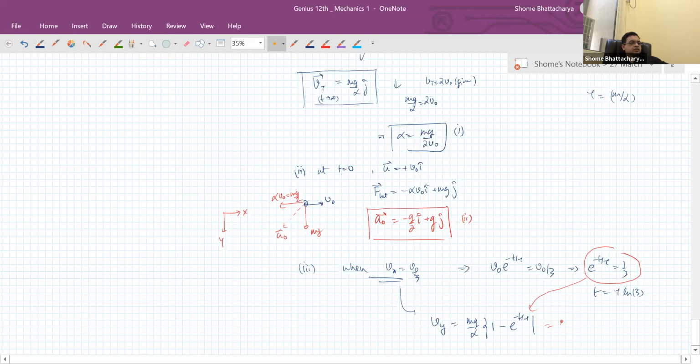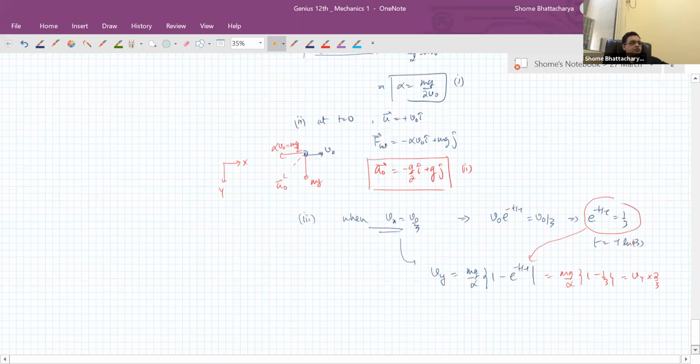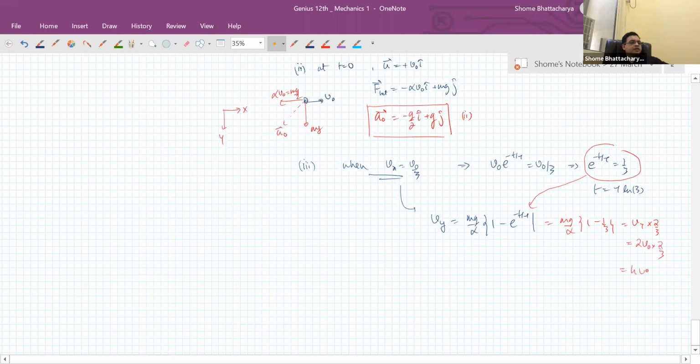So that becomes mg by alpha, which is the terminal velocity. Okay. So 2/3 of the terminal velocity. And the terminal velocity itself was 2 v naught. So it is 2 v naught into 2 by 3. So 4 by 3 v naught is the y component. So the velocity is v naught by 3 i cap plus 4 v naught by 3 j cap. So the magnitude of that velocity is v naught by 3 into square root of 70.